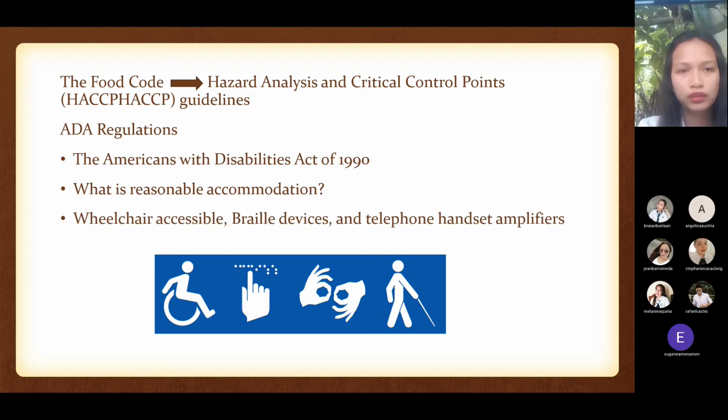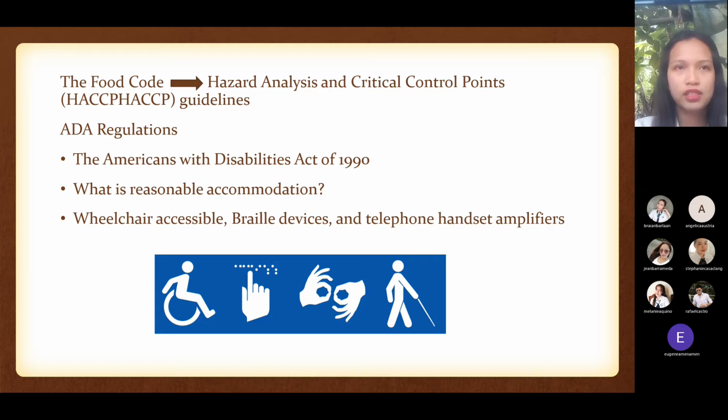The Food Code, or Hazard Analysis and Critical Control Points, HACCP guidelines. Hazard analysis and critical control points is a systematic preventive approach to food safety from biological, chemical, and physical hazards in the production process that can cause the finished products to be unsafe, and designs measures to reduce these risks to a safe level.